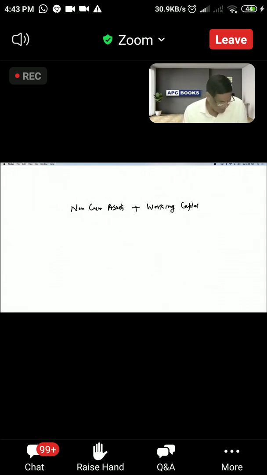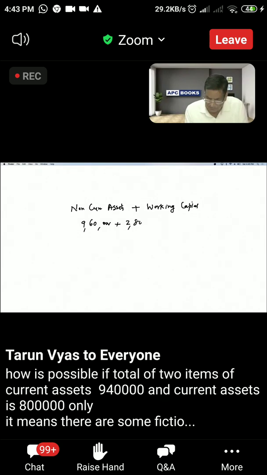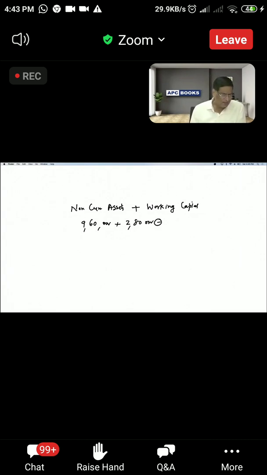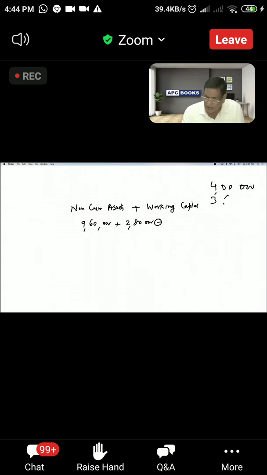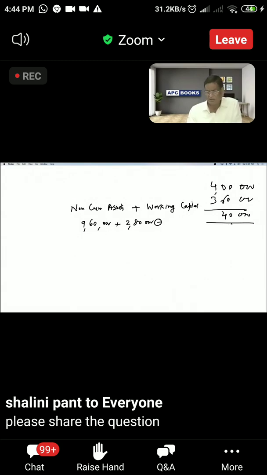Now non-current assets in this question are 9,60,000. 960 plus working capital. Working capital means current assets minus current liabilities. Current assets are given, but current liabilities are not given. So that's simple. Long-term debts are given, 4 lakh. Total debts are given, and long-term are 360. So current liabilities must be 40. Current liability, or we can say short-term debt, is 40. So minus 40.